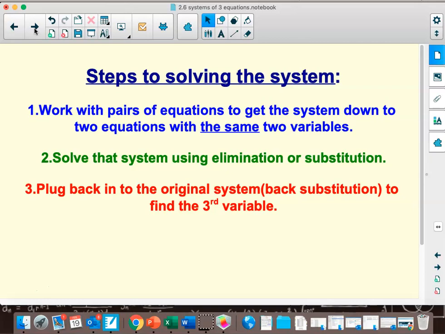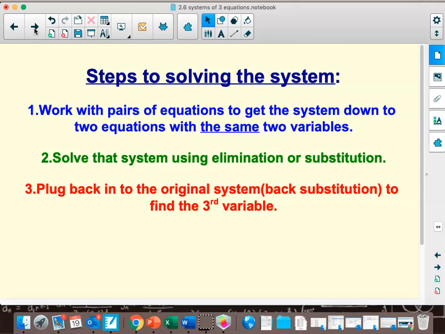All right. So the way that this is worded, work with pairs of equations to get the system down to 2 equations with the same 2 variables. Doesn't matter which 2. It could be x and y, it could be x and z, it could be y and z, doesn't matter. But they got to have the same ones. So if you eliminate the z's the first time, you got to eliminate the z's again.